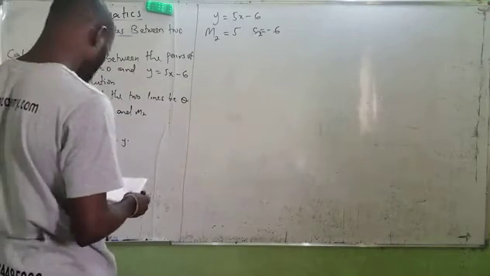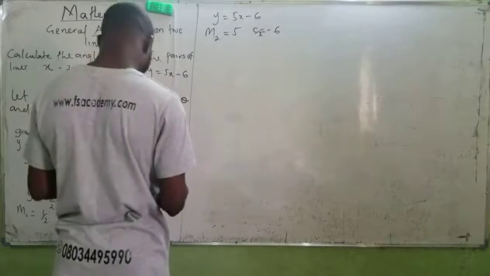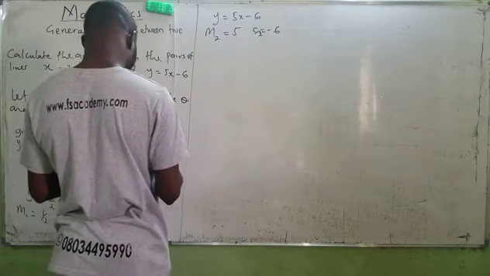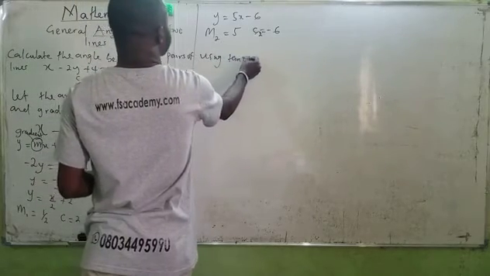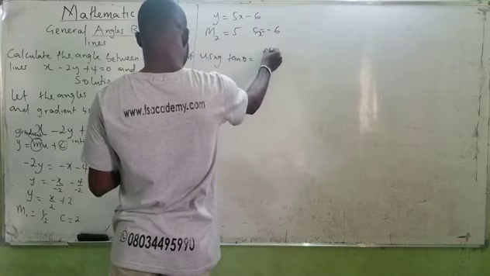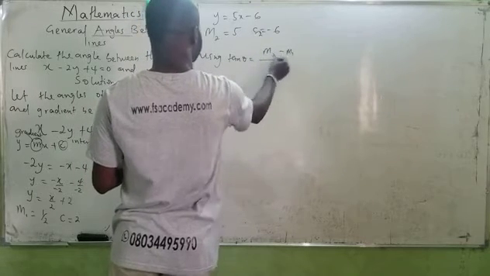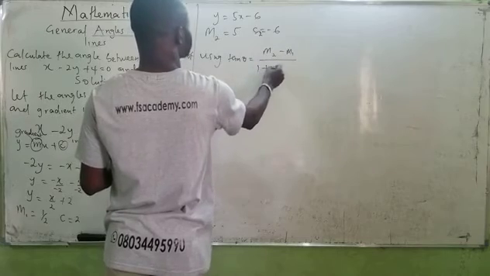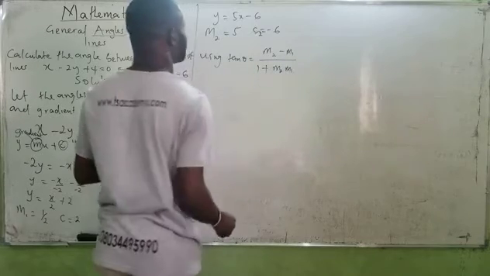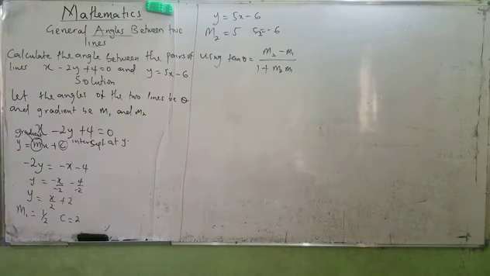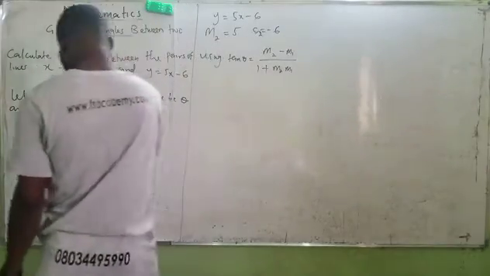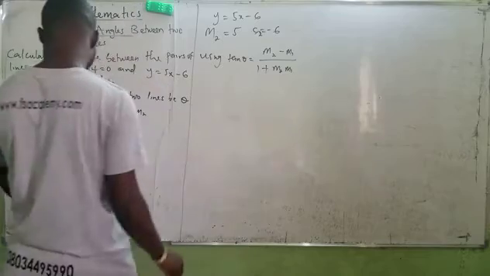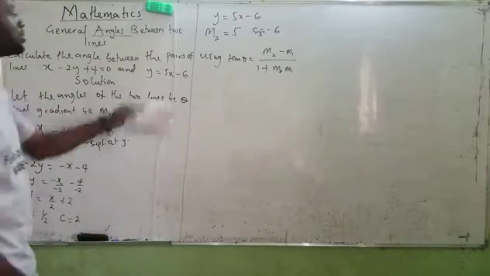Now I can show the angle. I want to find the angle, so using tan theta equals m2 minus m1 divided by 1 plus m2 m1. Since I have this, and I have my m1 and my m2, my m1 is given as 1 all over 2, and my m2 is given as 5.